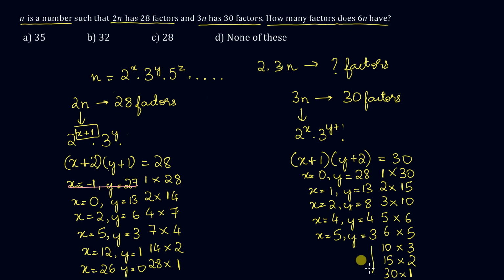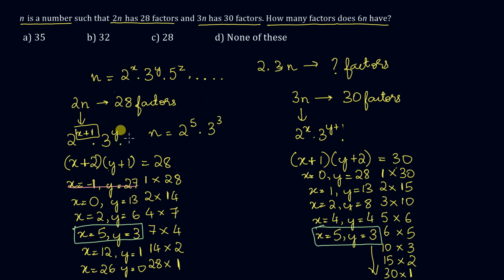Now we could go on and do the same exercise for the rest of them, but I think we have found our answer. Because we are multiplying 2 and 3 to the same number, which means that x and y has to remain consistent. The number won't change. So x is equal to 5 and y equal to 3. Seems like there are answers. So our number n will be 2 to the 5th power times 3 cube.